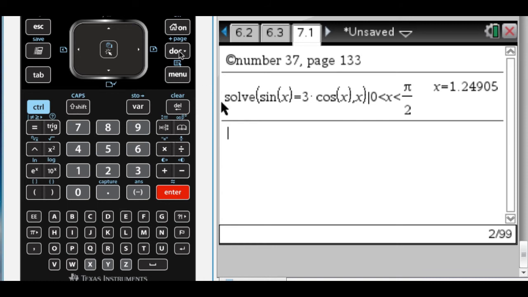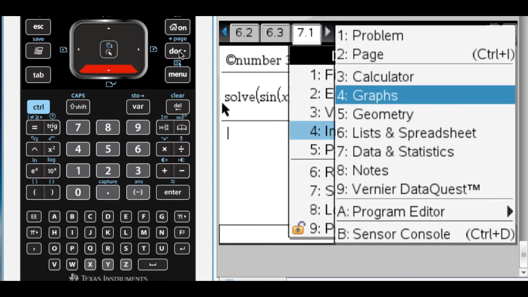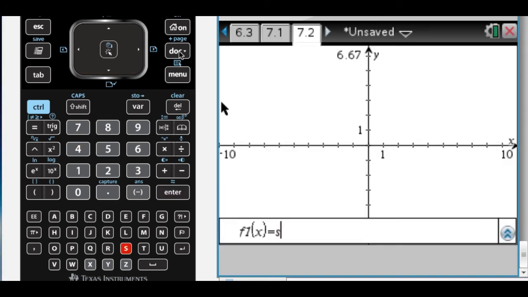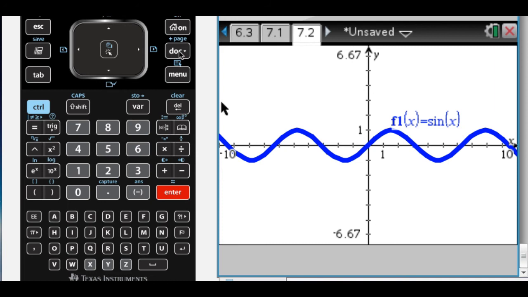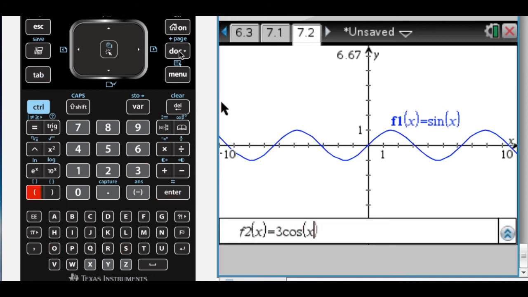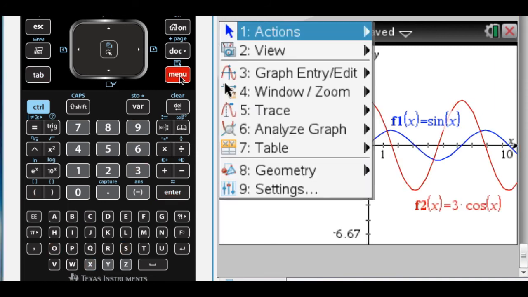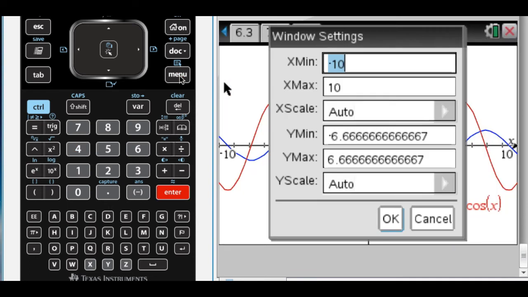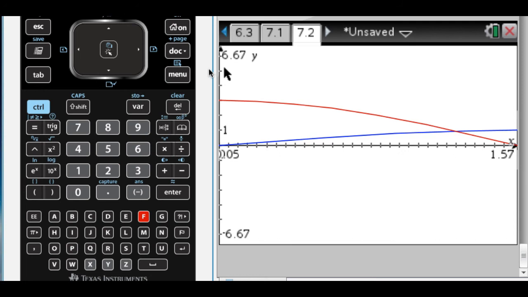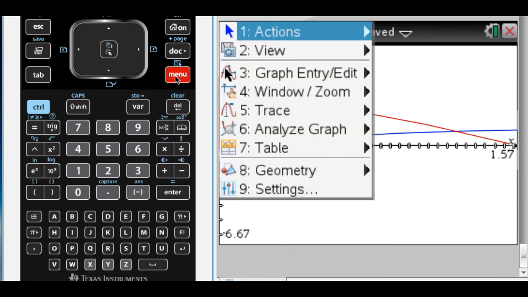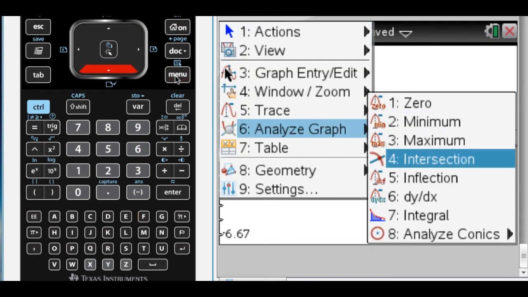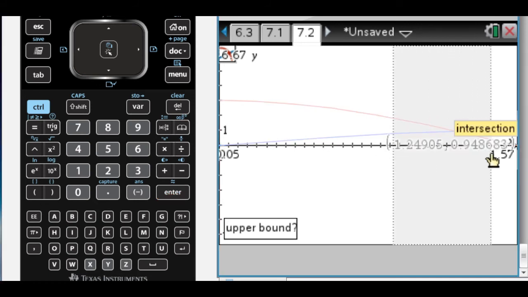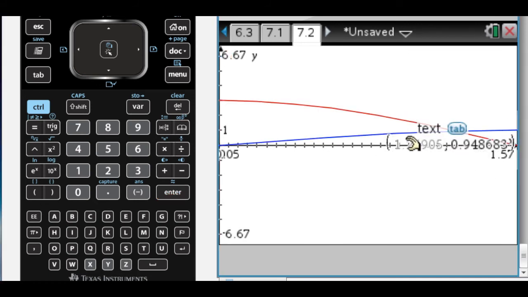A second way of doing this is if I insert a graph page, and I graph sine of x, and I graph 3 cosine of x. Then I'm going to change my window, so that's menu, window settings. I just want to go from 0 to pi over 2. And then what I can do is find the intersection. So menu, analyze graph, intersection, go to the left, to the right, I get 1.249 again. So it's still going to be the same answer, answer E.